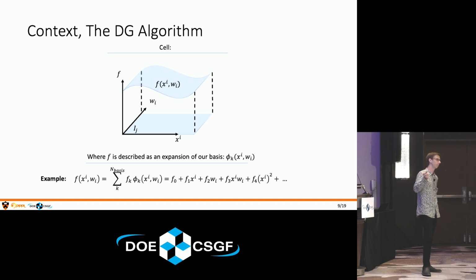We have some function, our distribution f of x and w, and it forms some sort of sheet on this 2D surface. The way we describe this is a basis expansion of this function f. It's like a Taylor series, where we evolve the coefficients f0, f1, f2, where f0 is going to be a mean over this sheet, f1 is going to be the slope in the x direction, f2 is going to be the slope in the other direction, and so on. Then you can build up quadratic terms and higher terms to whatever degree you want to describe your solution in.